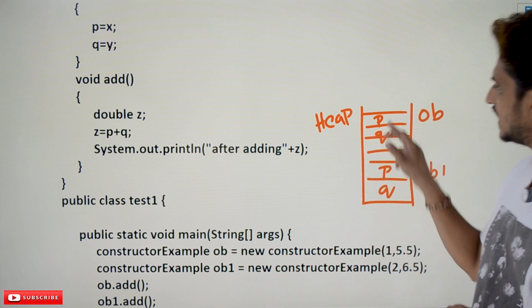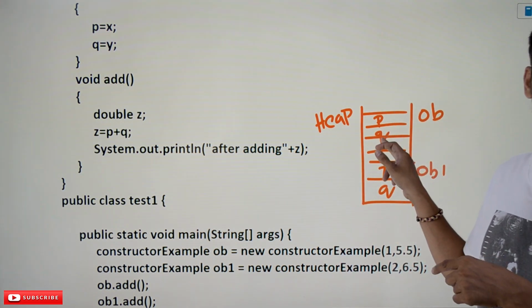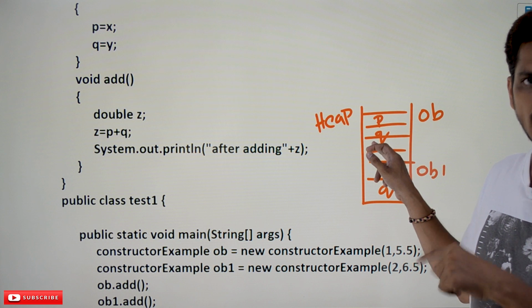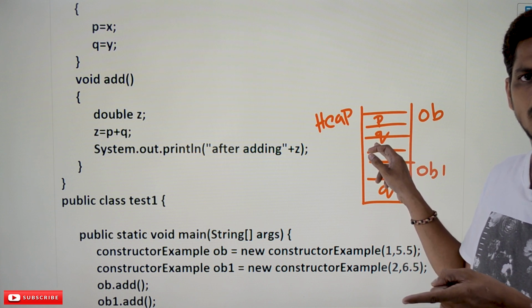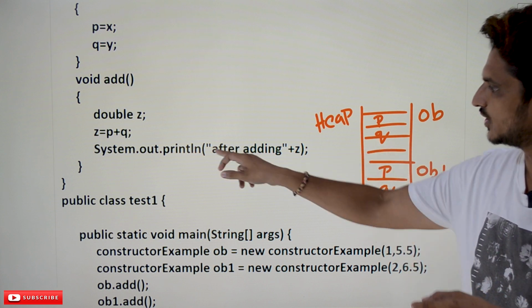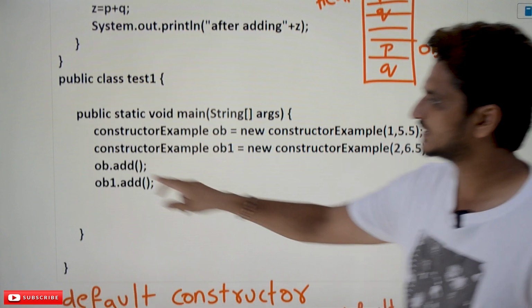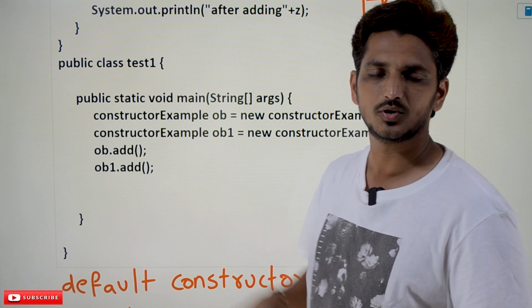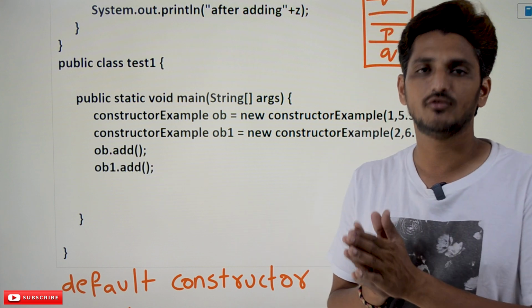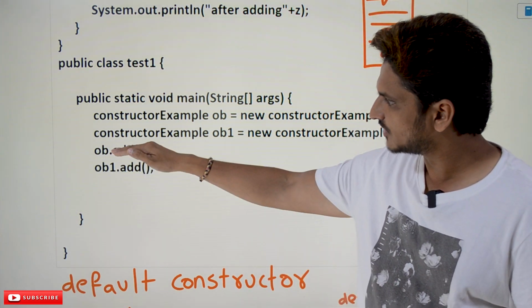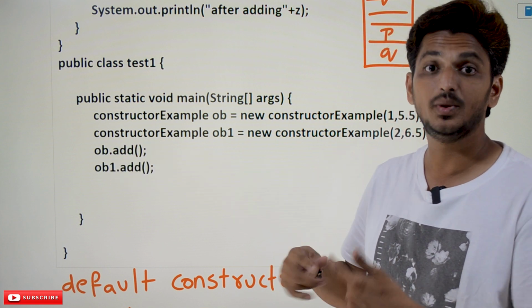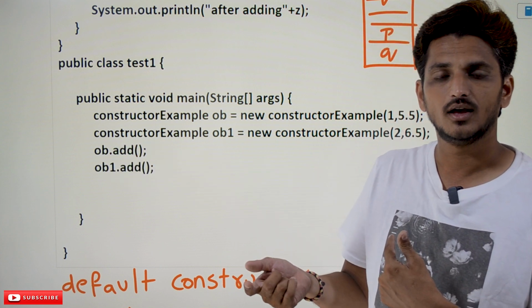What are the p and q values? 1 and 5.5. If you add those two, what is the z value? 6.5. It is going to display 6.5. So whenever this line of code is executed, what is the output you are going to get? 6.5. After completion of this line, the next line, ob1.addOff.